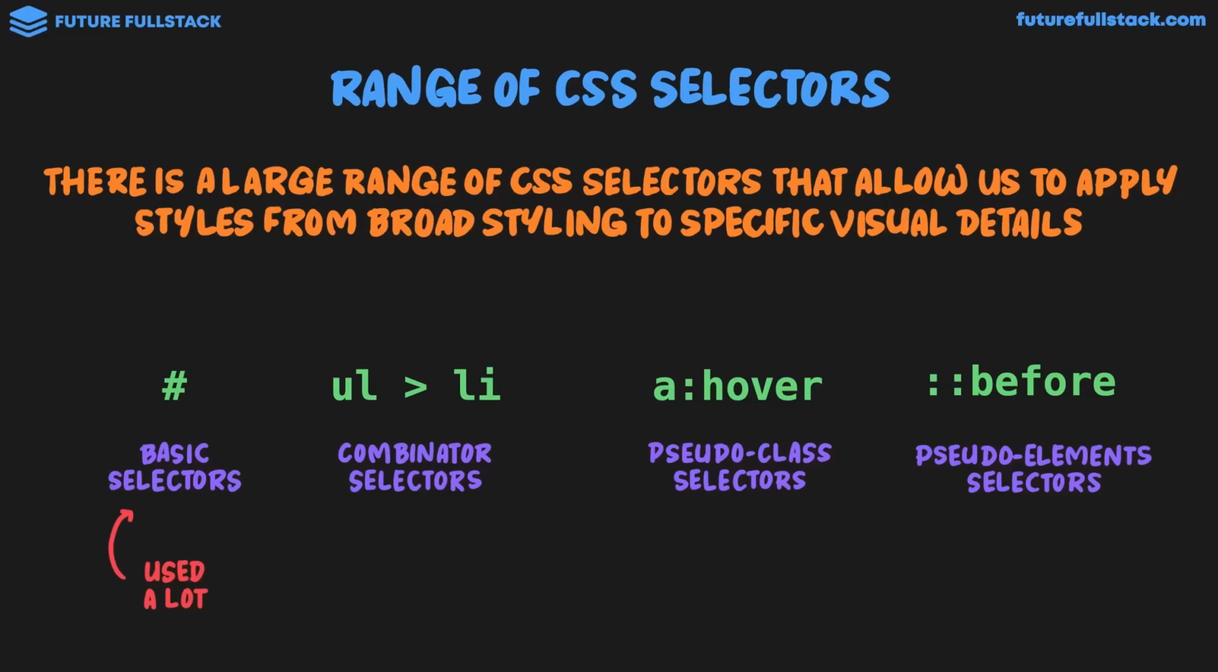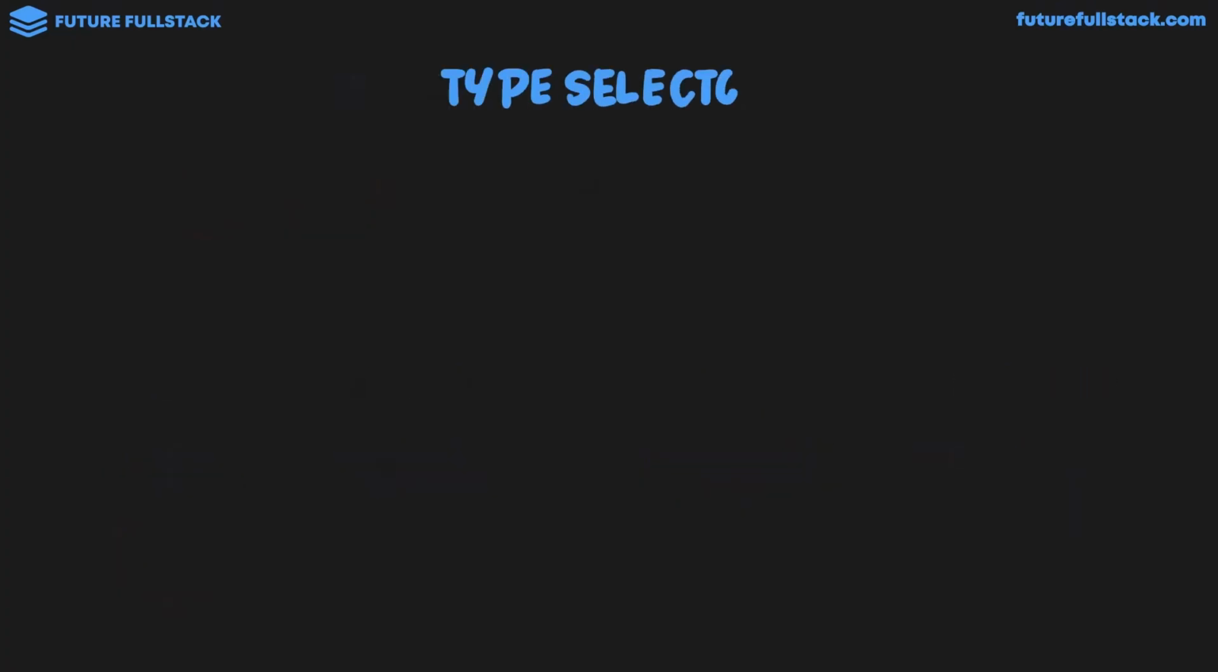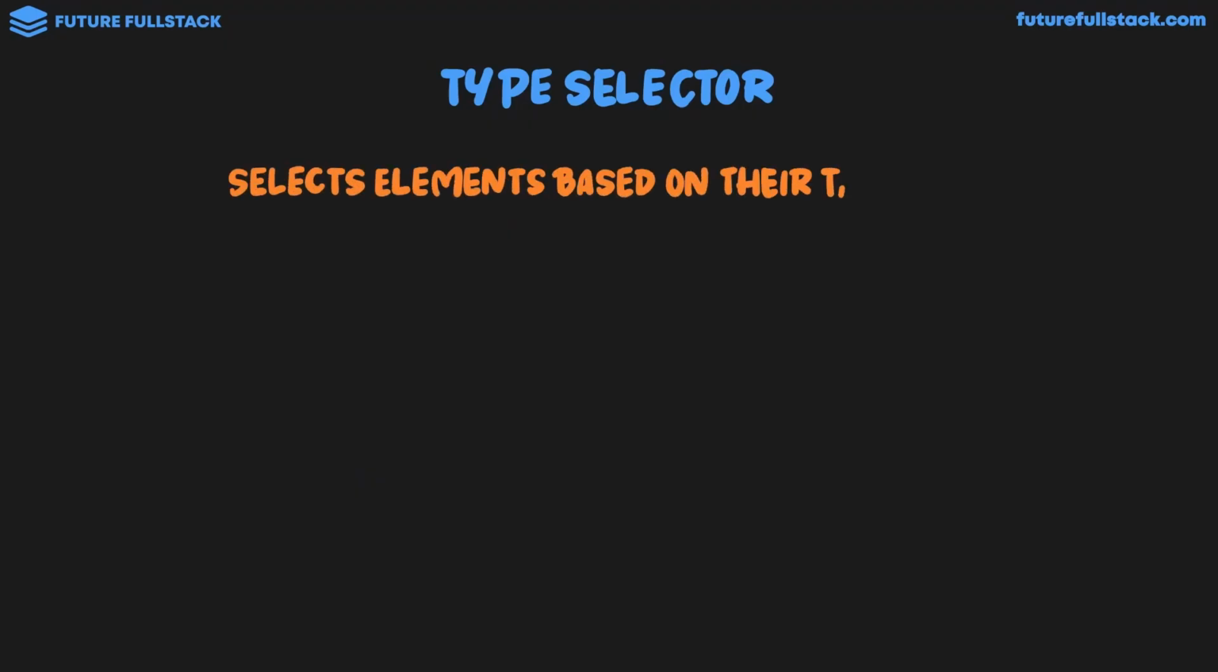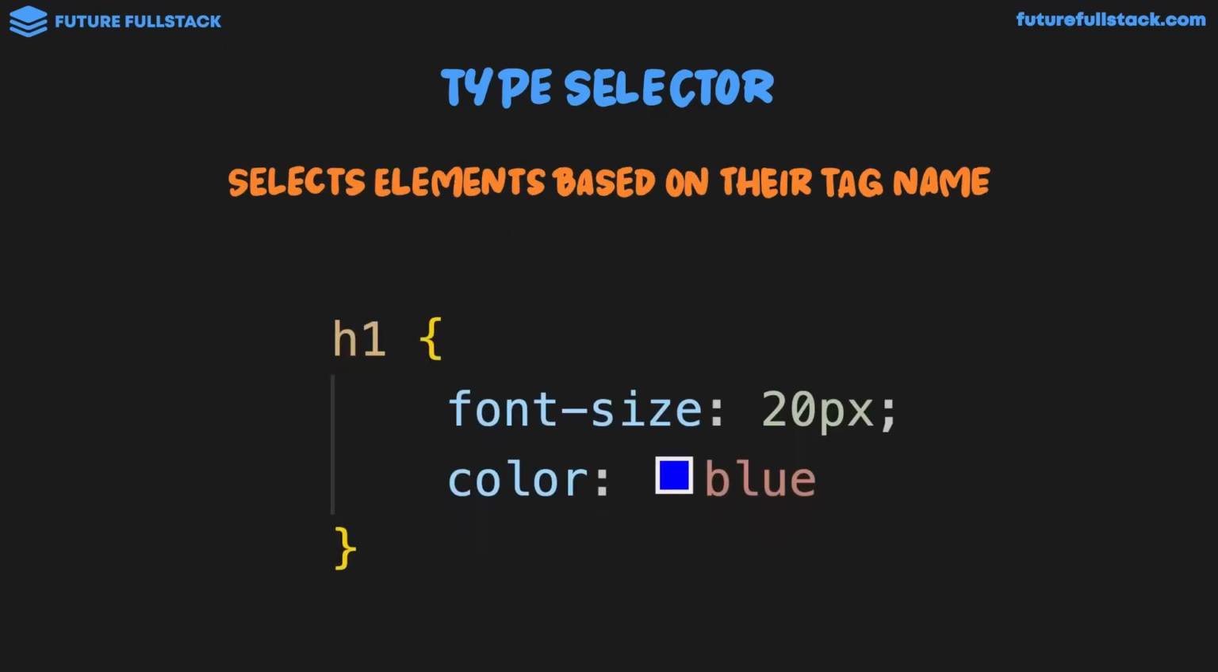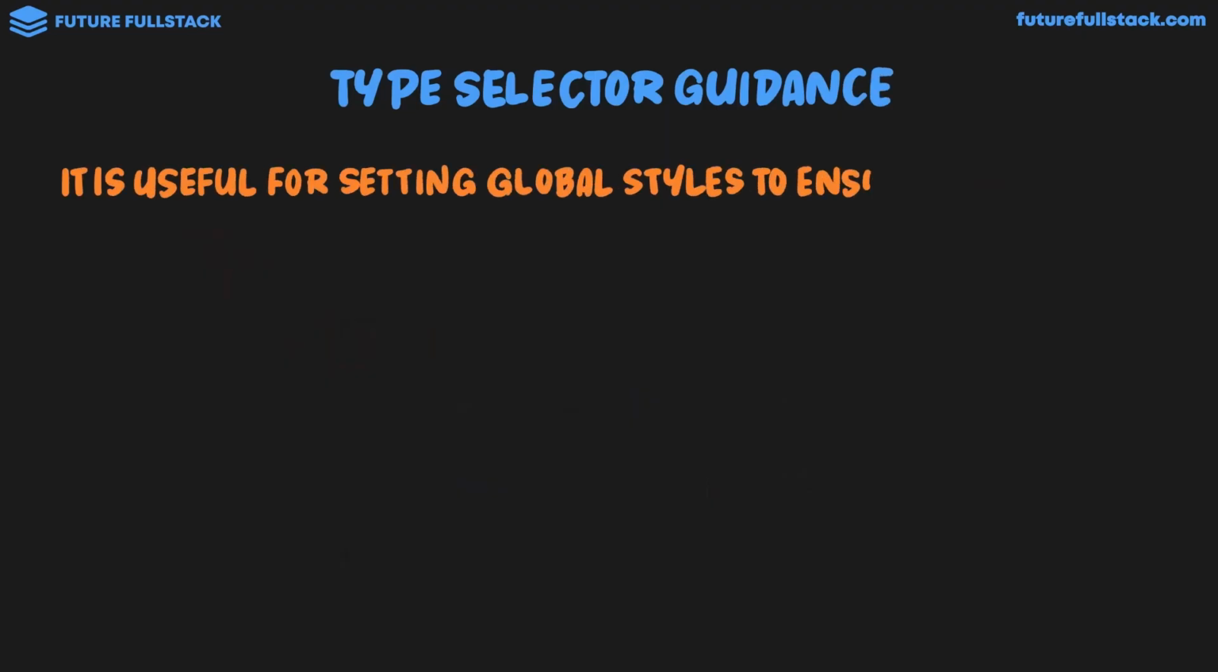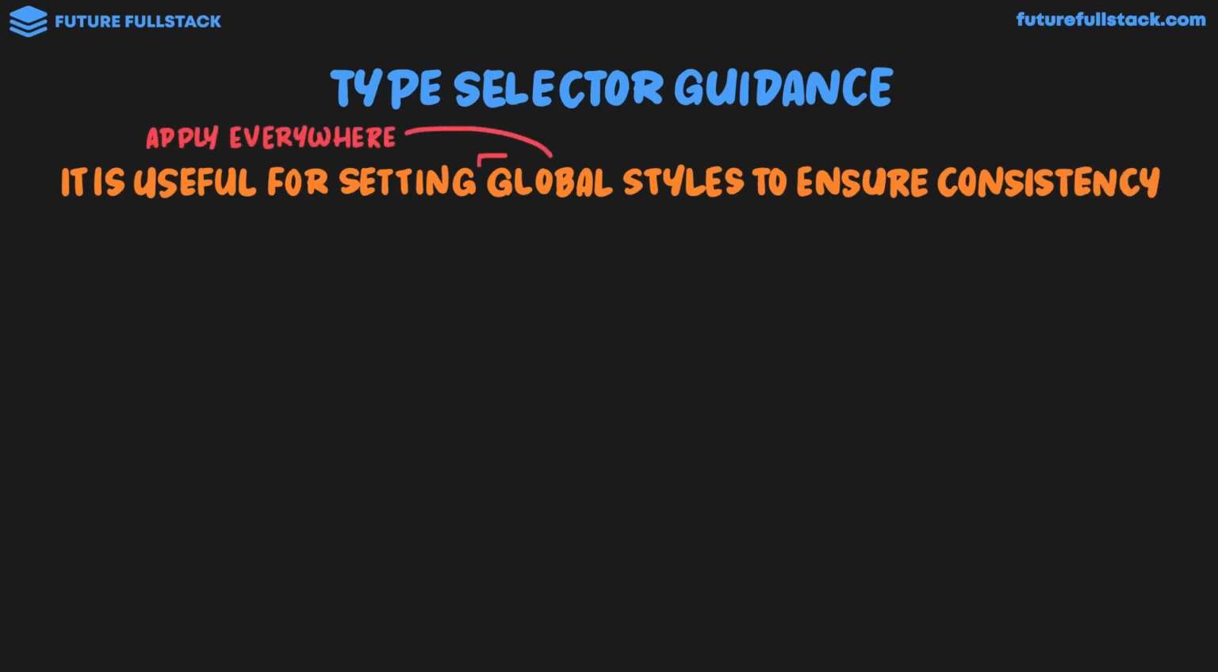Let's look at the most basic type of selector, the type selector, otherwise known as the element selector. The type selector selects elements based on their tag name. It's the selector we've been using so far. We target a specific HTML element like an H1. This is called the type selector. Let's now take a look at some type selector guidance. The type selector is useful for setting global styles to ensure consistency. The word global just means applies everywhere.